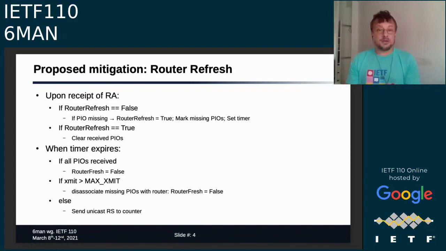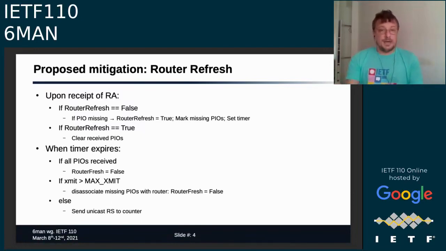So what you do, you set this flag, router refresh, to true, and then you mark what are the PIOs that are missing. That is, PIOs that you had received from that router before, but that are missing in this packet. And the next thing that you do is you set a timer. You are scheduling a timer so as to schedule a router solicitation, okay?